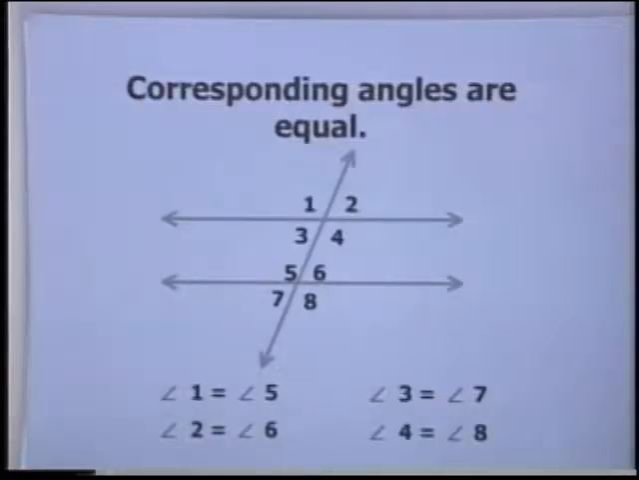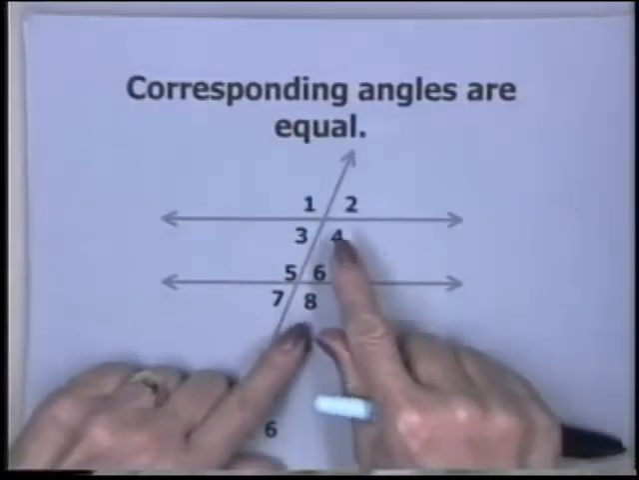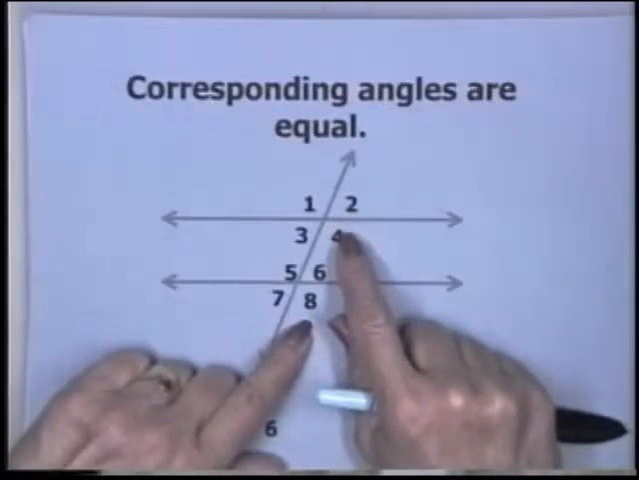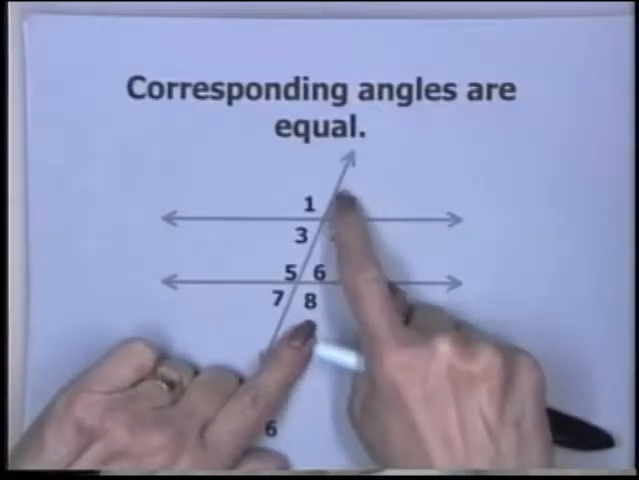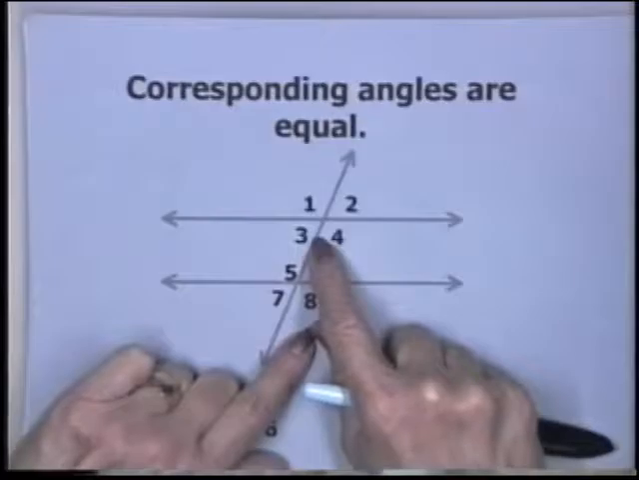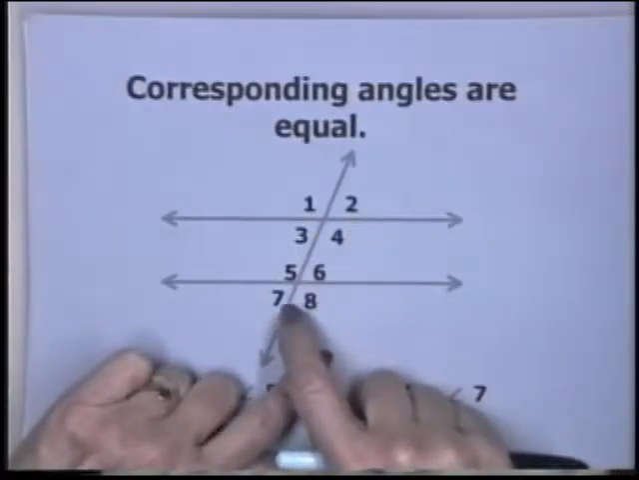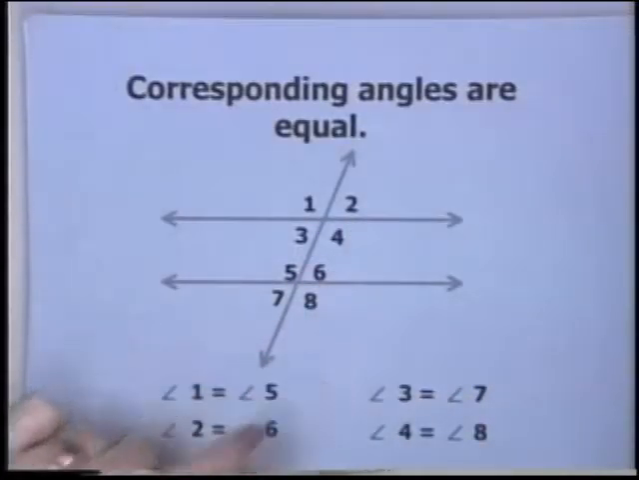And the last pair of corresponding angles formed would be angle 4 and angle 8. Angle 4 equals angle 8, and notice on 4 and 8 that 4 and 8 are both on the right side of the transversal, and 4's below the parallel line, 8's below the parallel line.